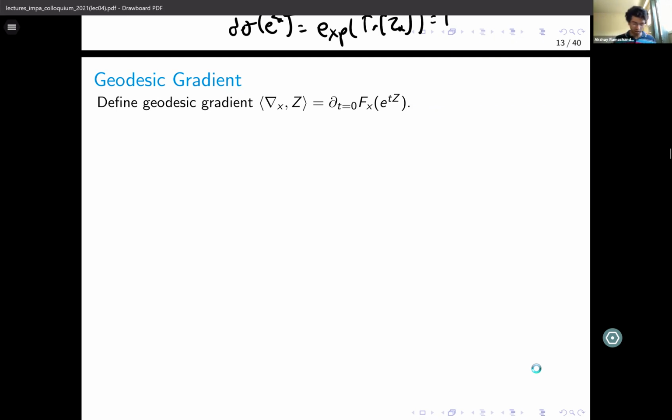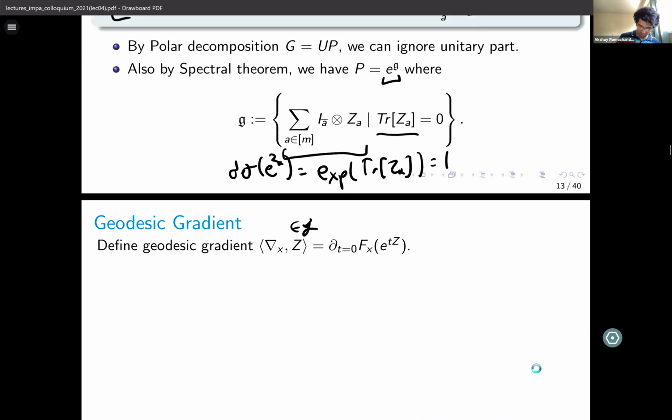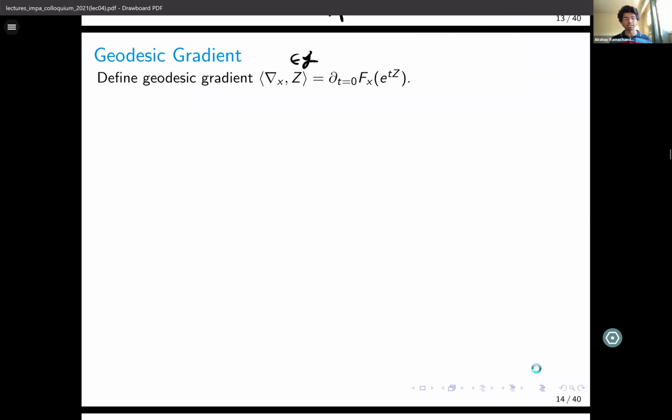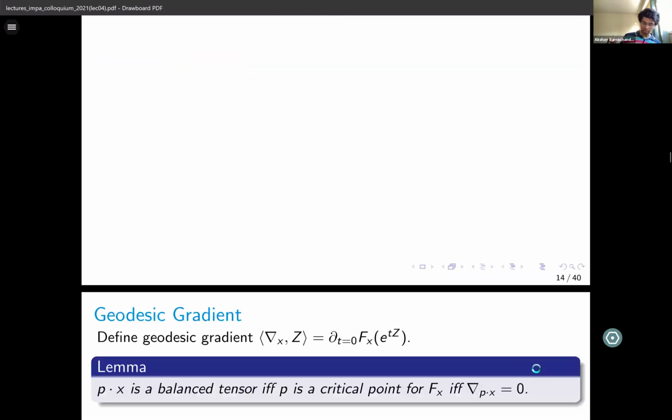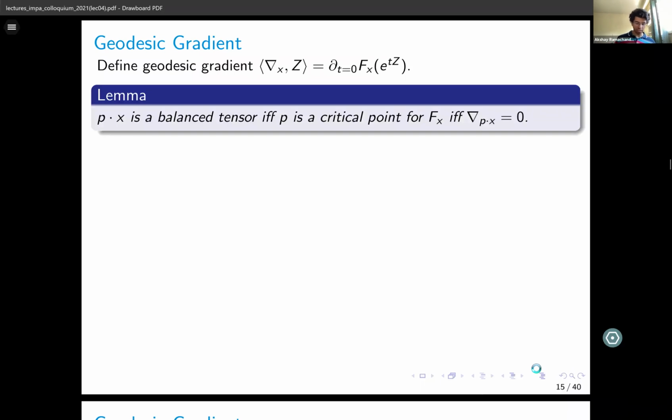So now how do we define gradient in the space of positive definite matrices? If you have Z, which is some direction that we showed right here, one of these directions, then the gradient is that thing which tells you the directional derivative along the appropriate curve. So the appropriate curve is e to the tZ, right? So instead of just going on a line in that direction, you want to do these exponential curves. And we'll show the lemma that a scaling gives you a balanced tensor if and only if P is a critical point, if and only if the geodesic gradient is 0, right? So critical point means in all the directions the function does not change, right? And that we can verify really quickly.